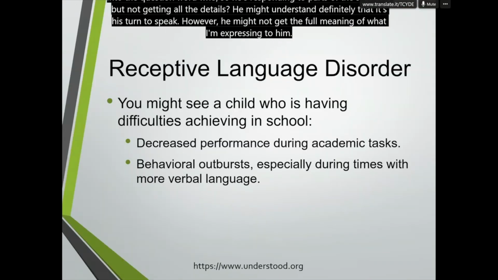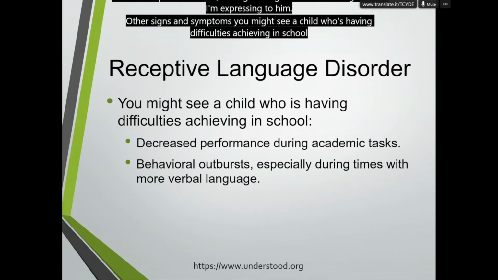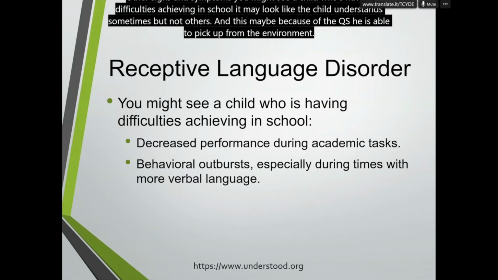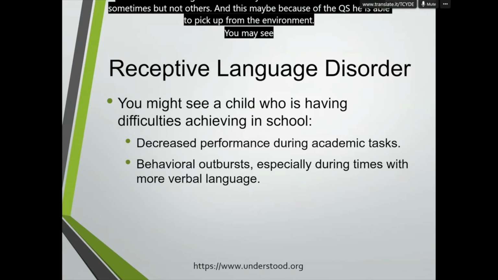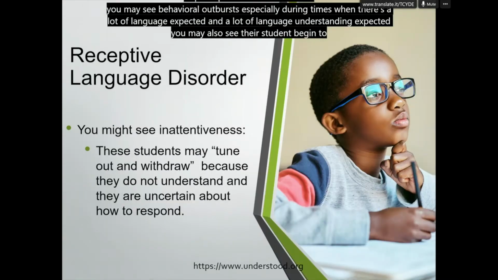Other signs and symptoms, you might see a child who's having difficulties achieving in school. It may look like the child understands sometimes, but not others. And this may be because of the cues he is able to pick up from the environment. You may see behavioral outbursts, especially during times when there's a lot of language expected and a lot of language understanding expected. You may also see your student begin to space out or look inattentive.